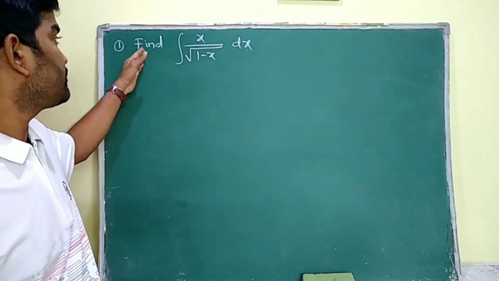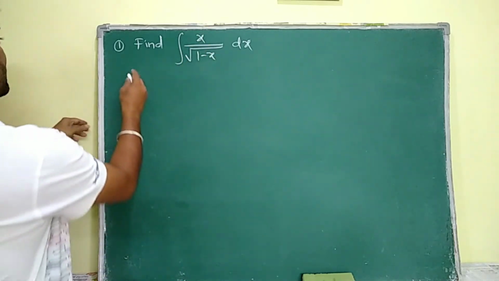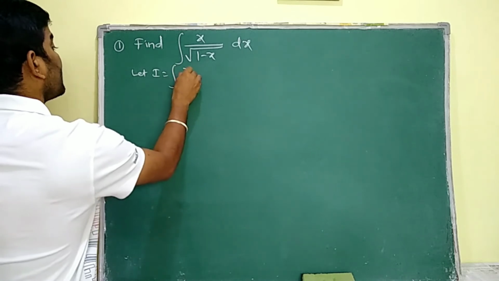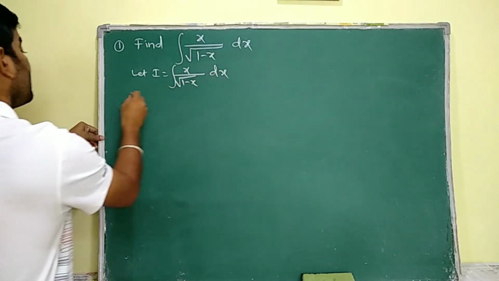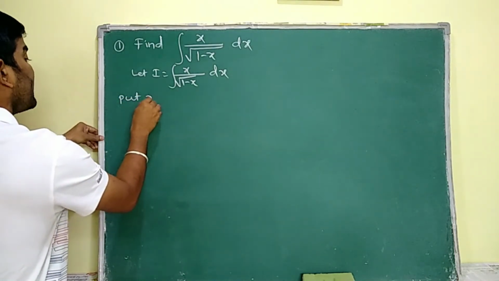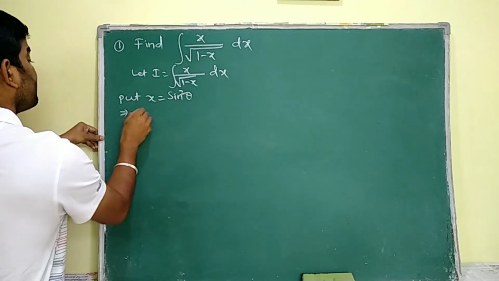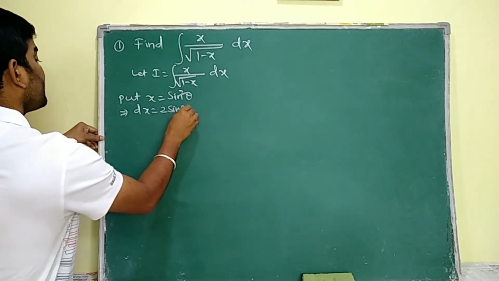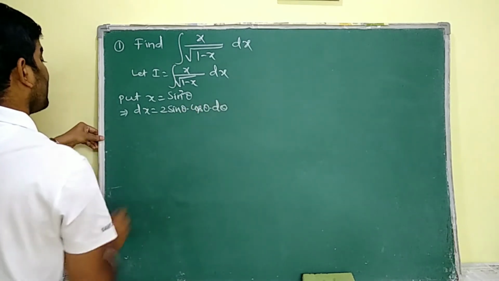Here we are asked to find the integral of x by root over 1 minus x dx. So let I be equal to the integral of x by root over 1 minus x dx. Here put x equal to sine square theta. This implies dx is equal to 2 sine theta cos theta d theta, by the chain rule.